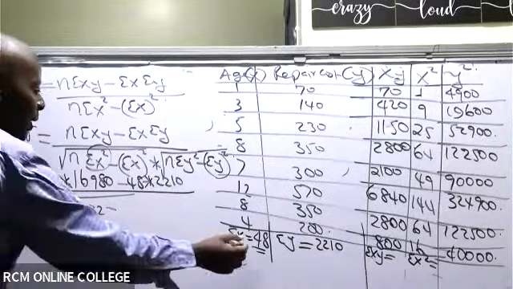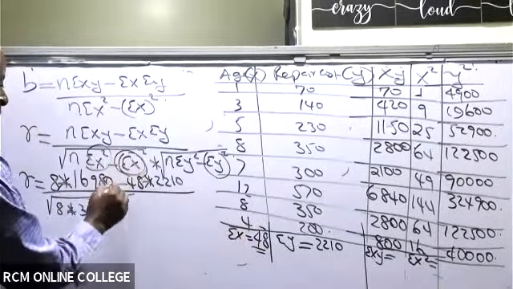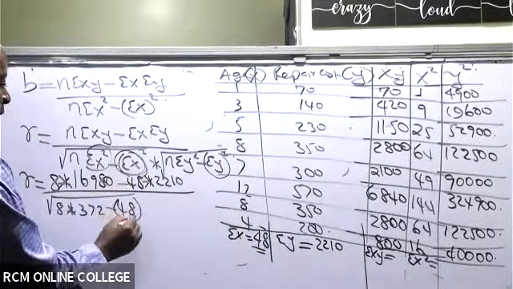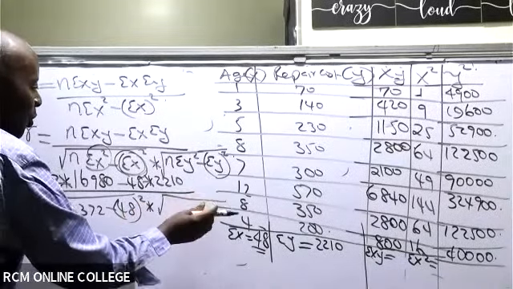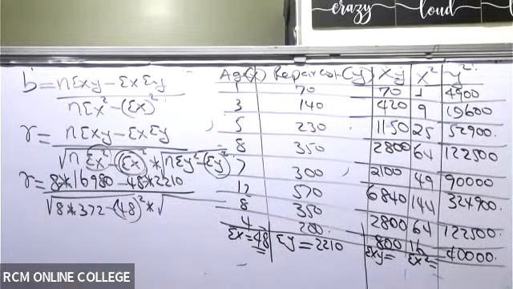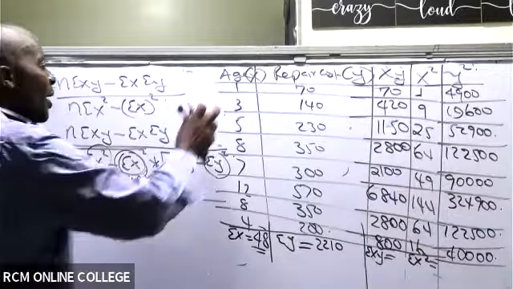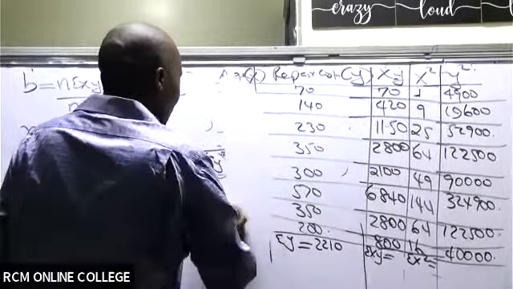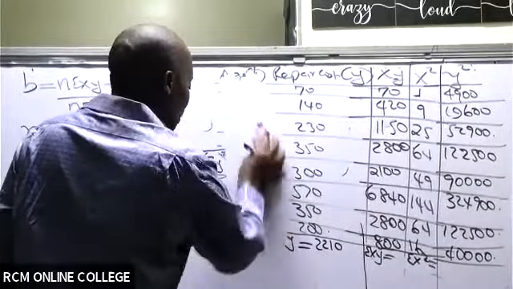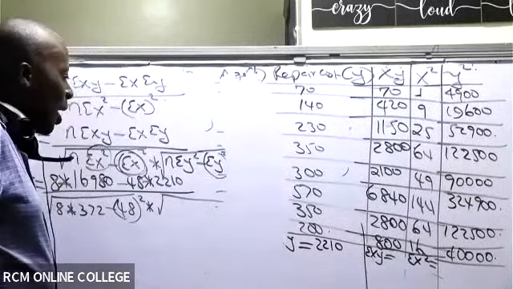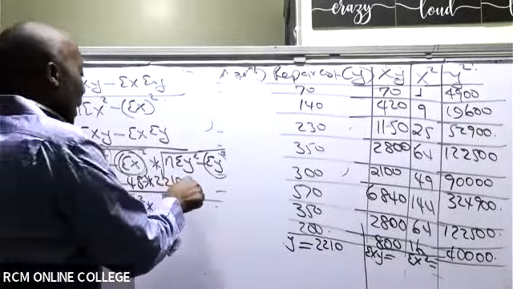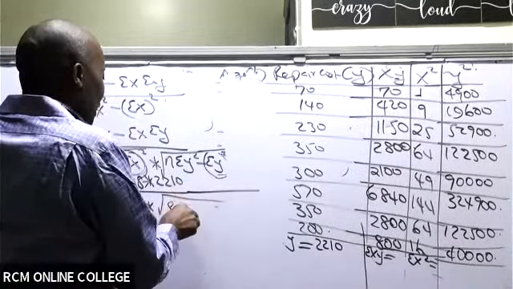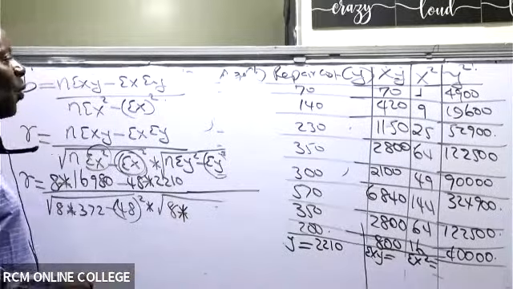Minus summation of x, which is 48, but now this has to be squared. Times, take another square root. So for this other square root, we have, ladies and gentlemen, n which is 8 times summation of y squared.